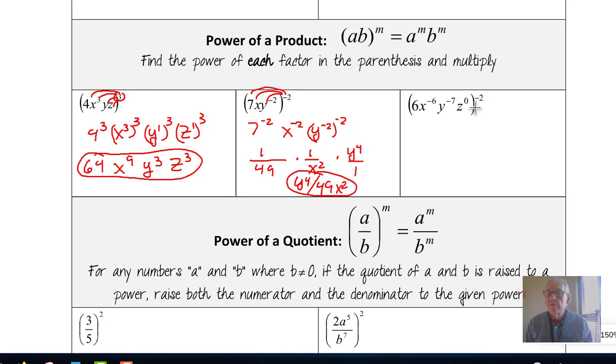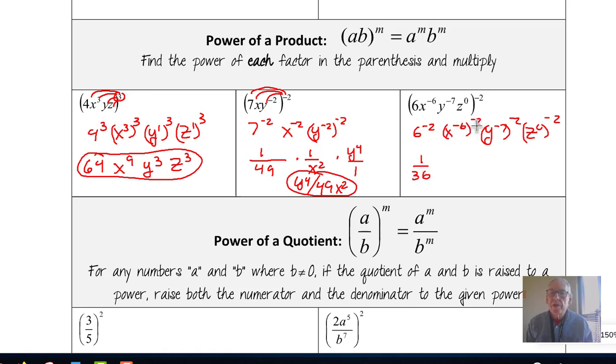This is to the negative 2 power. So we've got 6 to the minus 2. We have x to the minus 6 to the minus 2. We have y to the minus 7 to the minus 2, and we have z to the 0 to the minus 2. See what we get out of that? 6 to the minus 2 is 1 over 36.